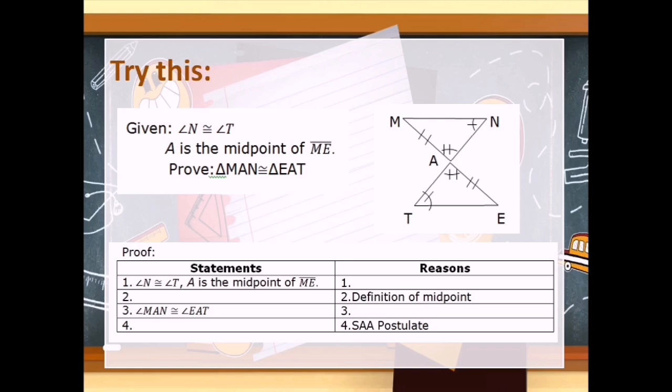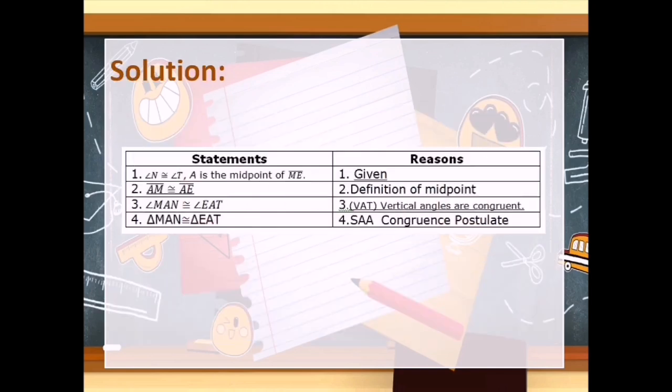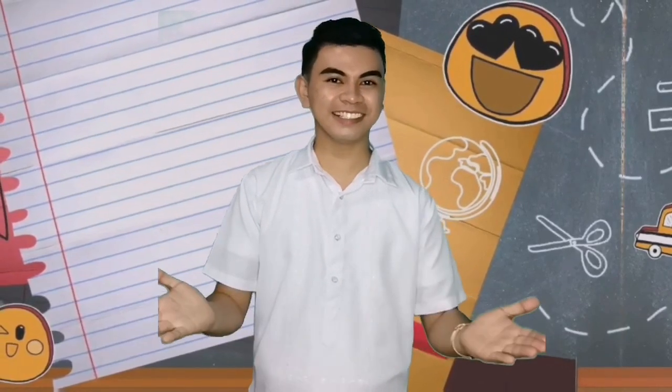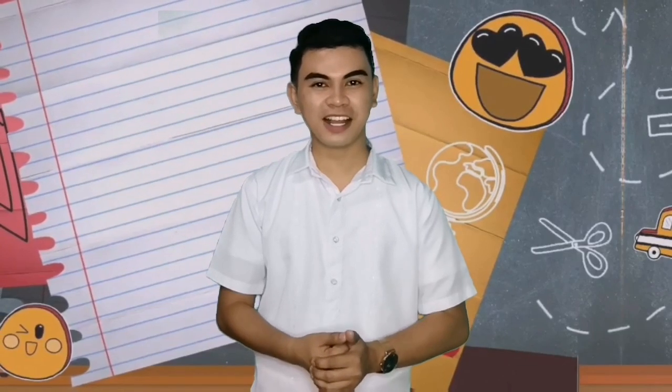And for your last activity, try to answer this. Given: angle N is congruent with angle T. A is the midpoint of segment ME. Prove: triangle MAN is congruent with triangle EAT. Time is up, and here are the answers. Grade 8 learners, did you get it all correctly? Excellent! Before we formally end our lesson, I am giving you activities to enhance what you have learned in today's discussion. Please turn to the What I Can Do part of your module.